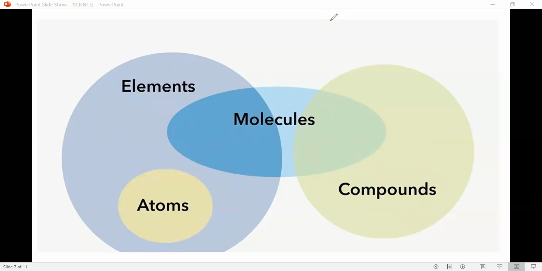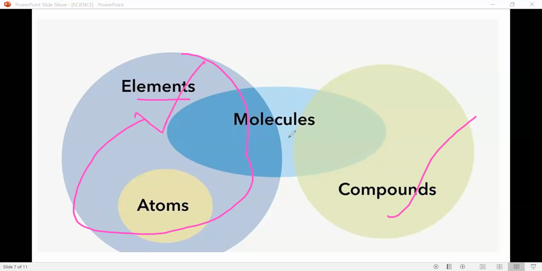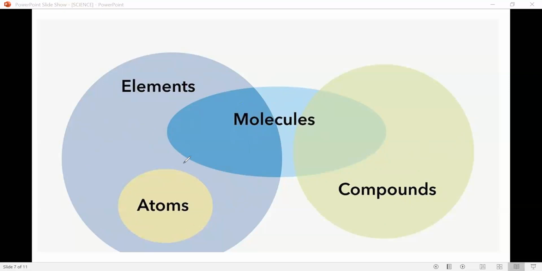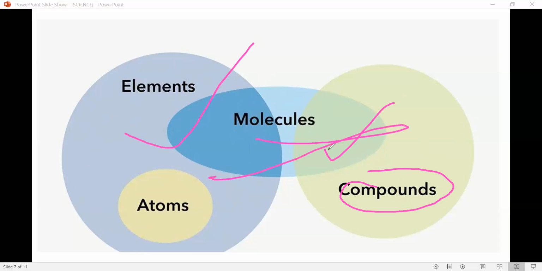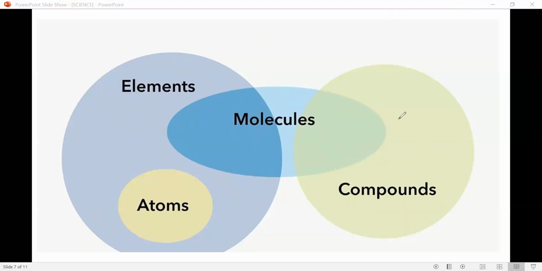Now let us take a look at something else, that is, what are the elements. Over here, elements are on a bigger circle than the compounds, but it is actually not bigger, because elements and molecules come together to form a compound. That is why it is given bigger. And if we take a closer look over here, a compound is only formed with molecules and elements. Hope that is also clear to you.